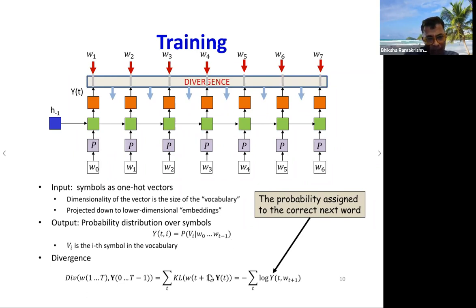To train the model, we minimize the divergence between the output distribution and the one hot vector for the target symbol, which is the next symbol. And we sum this over all time. For one hot representations of the target, if you use the Kullback Leibler divergence between the output and the target output, then the overall divergence simply becomes the sum over all time of the negative of the log of the probability assigned to the target word, which is the correct next word at each time. And we train the network to minimize this divergence.